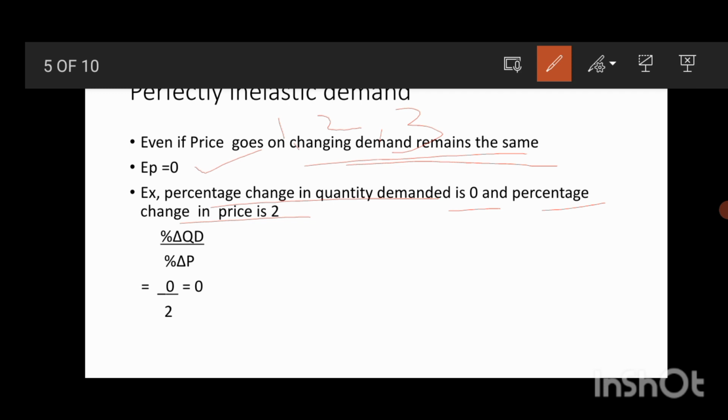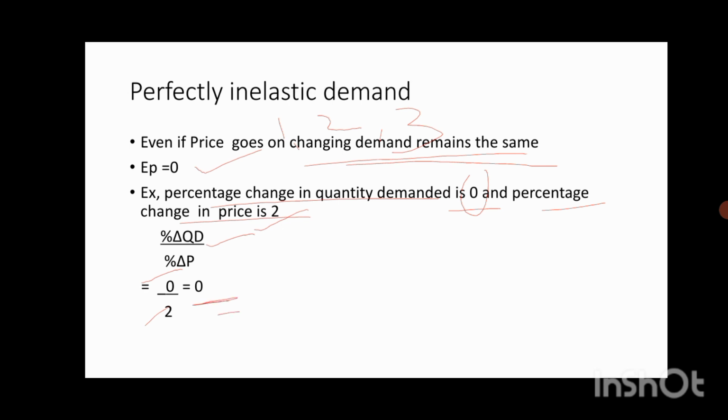So now you have to apply the formula. The percentage change in quantity demanded is 0, so you write 0 in the numerator, and the percentage change in price is 2, so you write 2 in the denominator. You will get 0 as the answer. So here price elasticity of demand is 0.